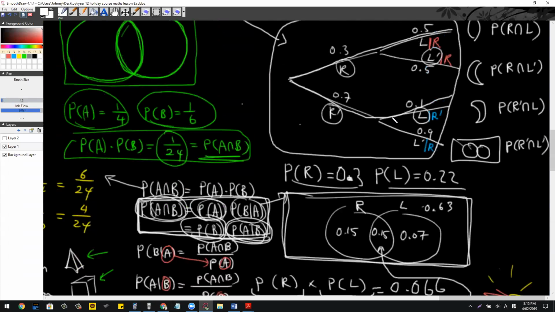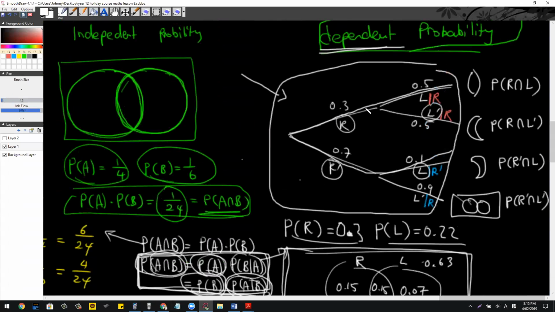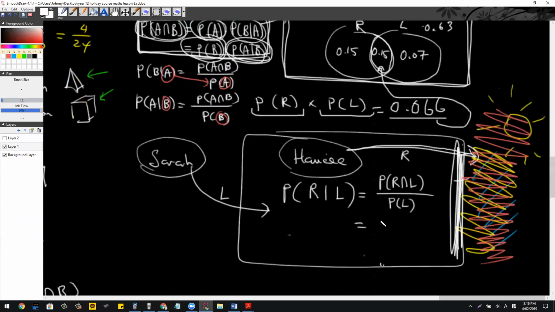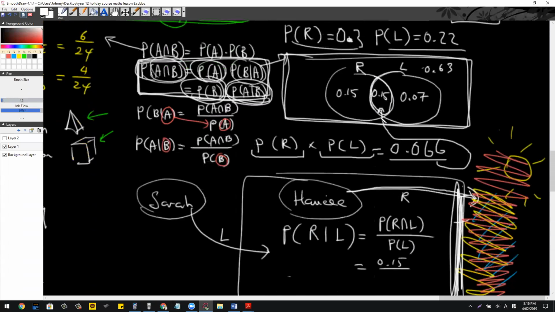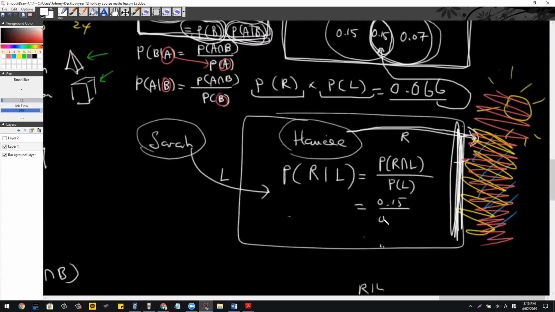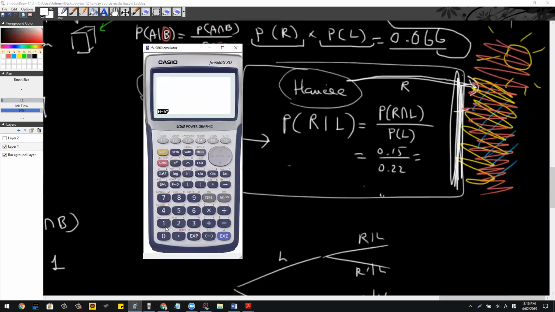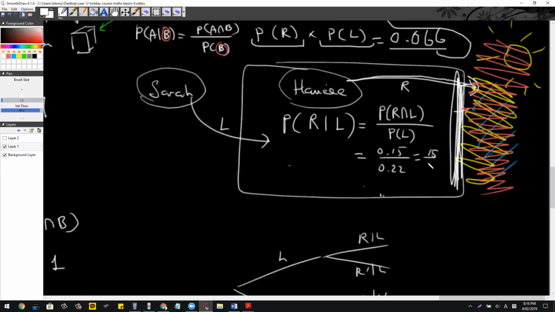What was the probability according to this table? R and L is equal to 0.15. That's this one here, right? 0.15 over the probability of late, which was all of this, that's 0.22. And that is given by 15 on 22. So 15 on 22 is equal to about 0.68. So there's about 70% chance that it is raining outside.